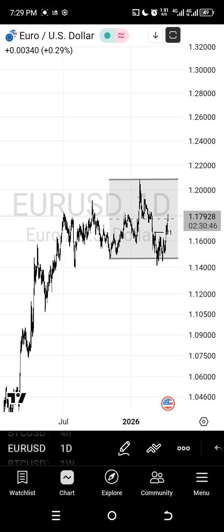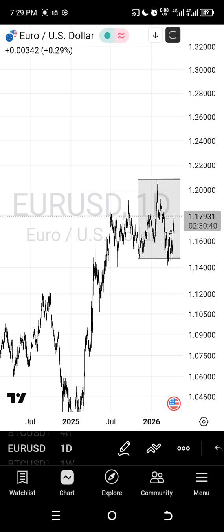I focus on these main things so as to capitalize on the movement the banks, the market makers are about to create, so I can be able to capitalize with them.